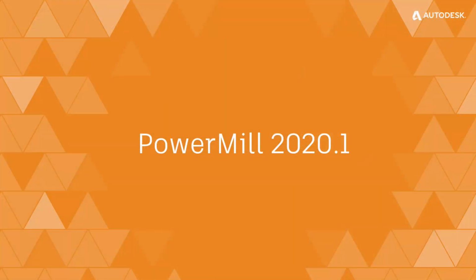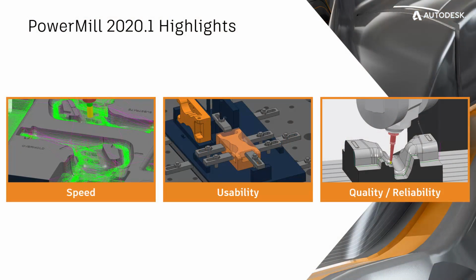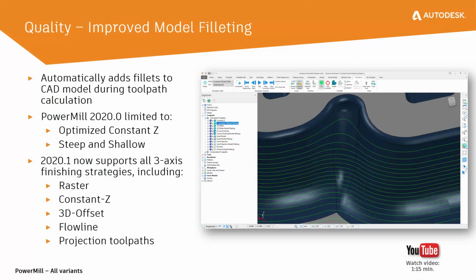Let's look at the Powermill 2020.1 release and explain what it includes. Well, continuing the focus of the release of Powermill 2020.0, Autodesk has improved the speed, usability, quality and reliability of Powermill in this latest 2020.1 update. So let's take a look at some of the highlights of this specific release.